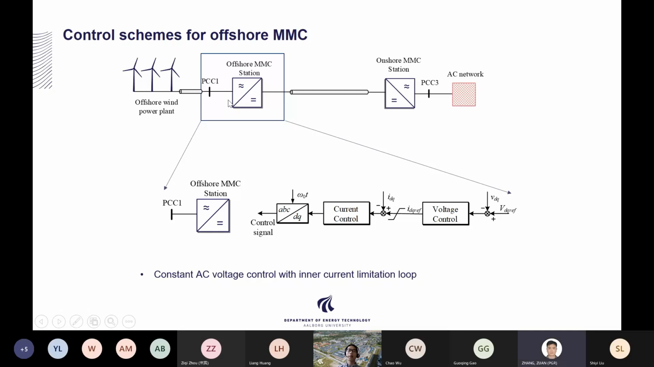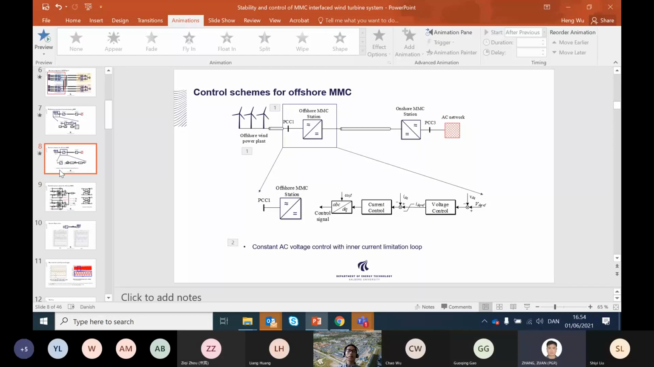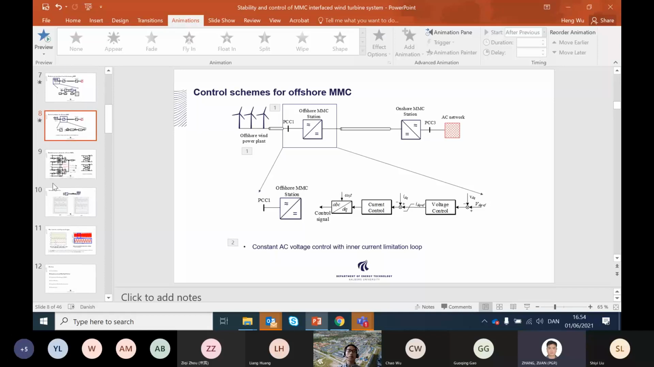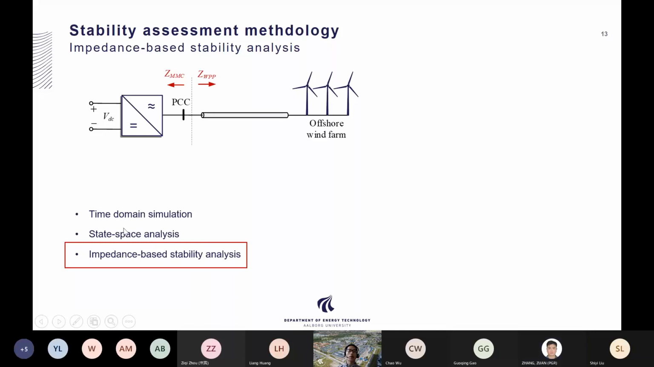Okay. Another question is that I saw your research mainly focused on the impedance analysis of the wind turbine and HVDC. Yes. So why do you choose to linearize the system by calculating the eigenvalues to evaluate the stability of the wind turbine and the HVDC? You mean using a state space method? Yeah. Okay. Yes, that is a good question.